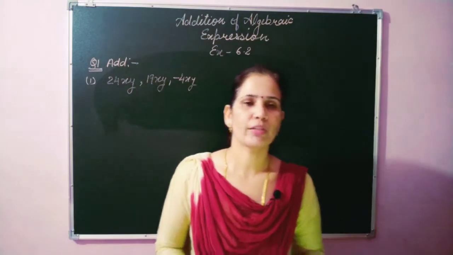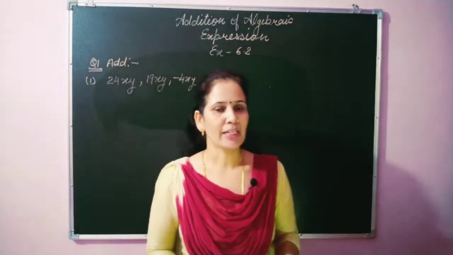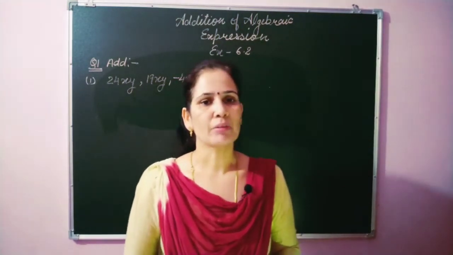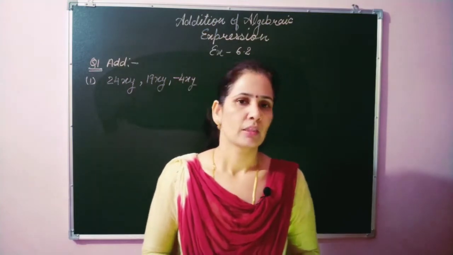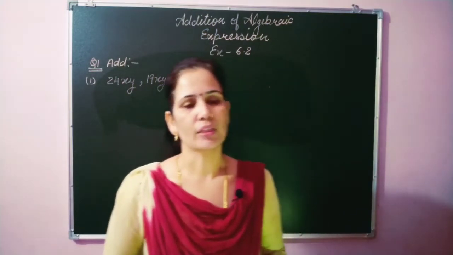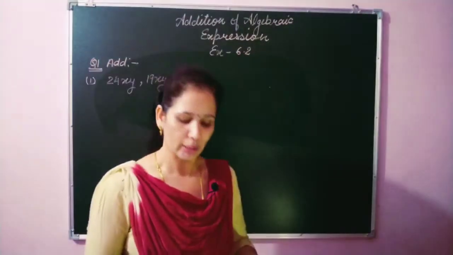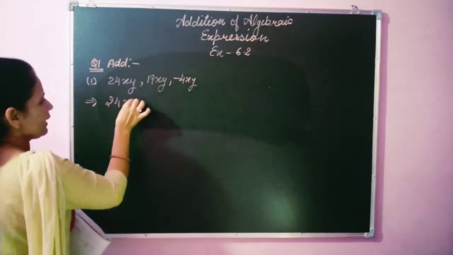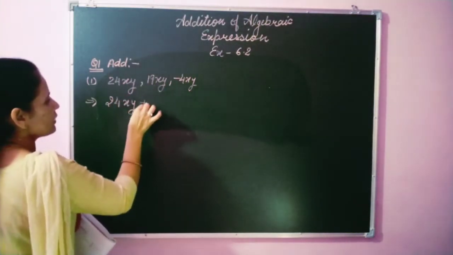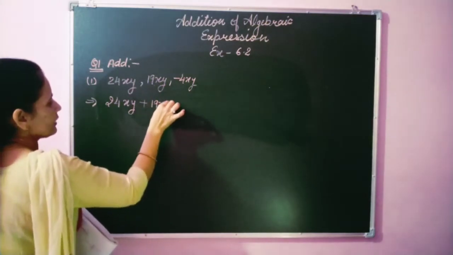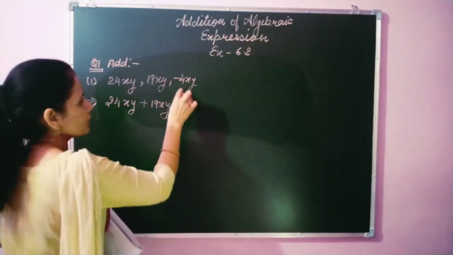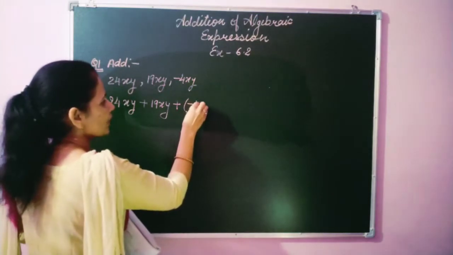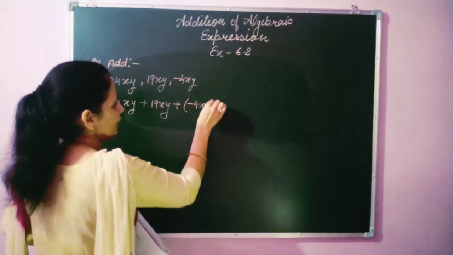And students, whenever we add algebraic expressions, only like terms can be added. Unlike terms we can't add. If the terms are given unlike, then we will write them separately, we will not add them. Okay, so take this one. How will we write? Along with their signs. First 24xy, then plus 19xy, then plus, this is negative, so we will keep it in brackets, minus 4xy.